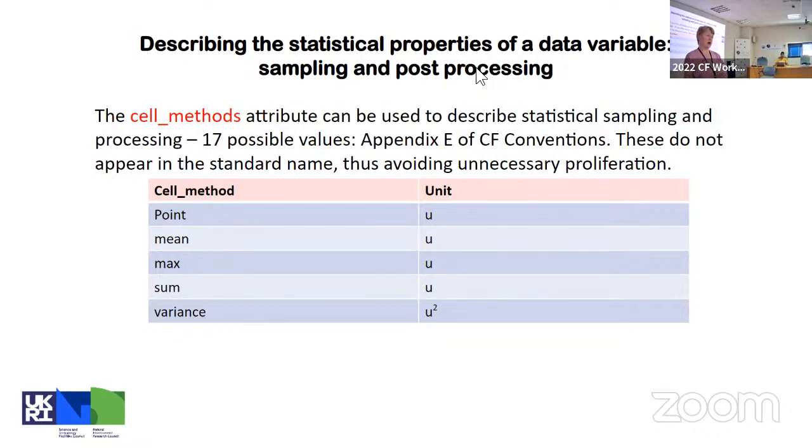And again, rather than having lots of CF standard names where we say air temperature, and then mean of air temperature, and then sum of air temperature, and we could have all these standard names, but we could do that for all the variables. Instead, we use air temperature, if that's our example geophysical variable, we stick with that, and we provide the extra information by adding a cell methods attribute to our data variable.